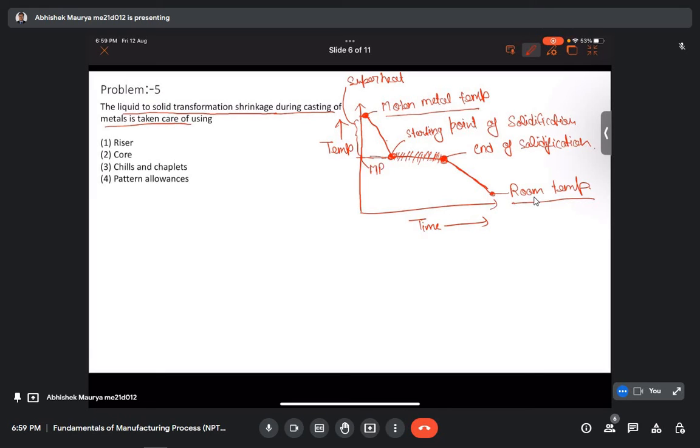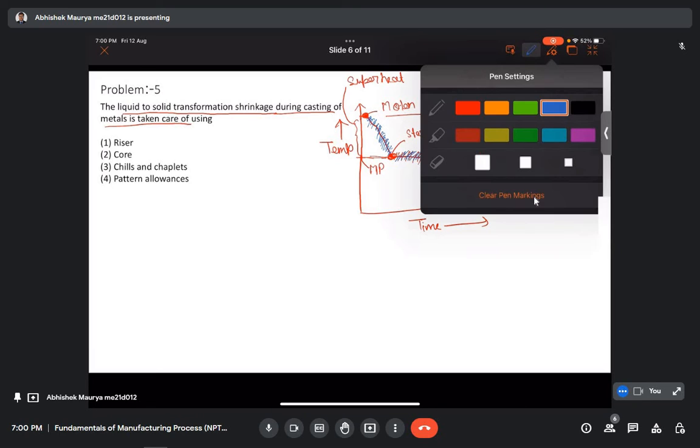So in this region, when the molten metal temperature decreases to the solidification temperature, some amount of volumetric shrinkage takes place inside the molten metal. And while solidification keeps happening, some volumetric change also keeps happening as the molten metal converts into solid metal. Also when the solid metal cools down to room temperature, some volumetric shrinkage happens. But we try to compensate the shrinkage effect by two methods.